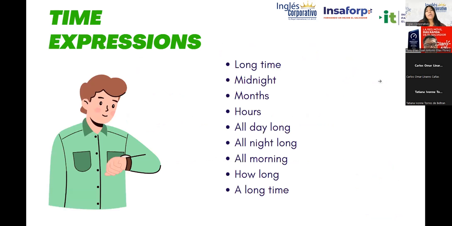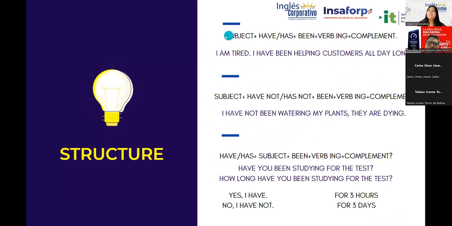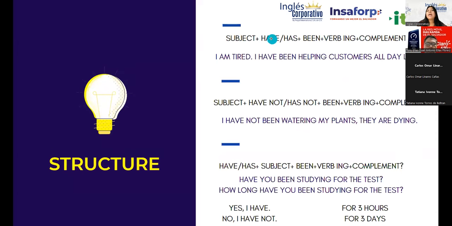So we also use time expressions when it comes to the present perfect continuous. We have long time, midnight, months, hours, all day long, all night long, all morning, how long, in a long time. Those are some of the time expressions that we have for the present perfect continuous. So it is really simple. The present perfect continuous is the one where we use subject, have or has, plus been, plus verb in ing and the complement.